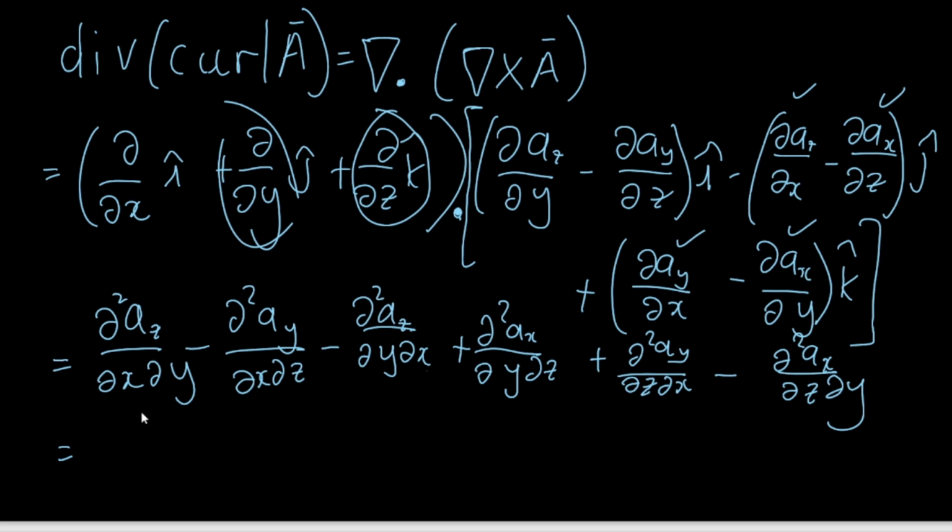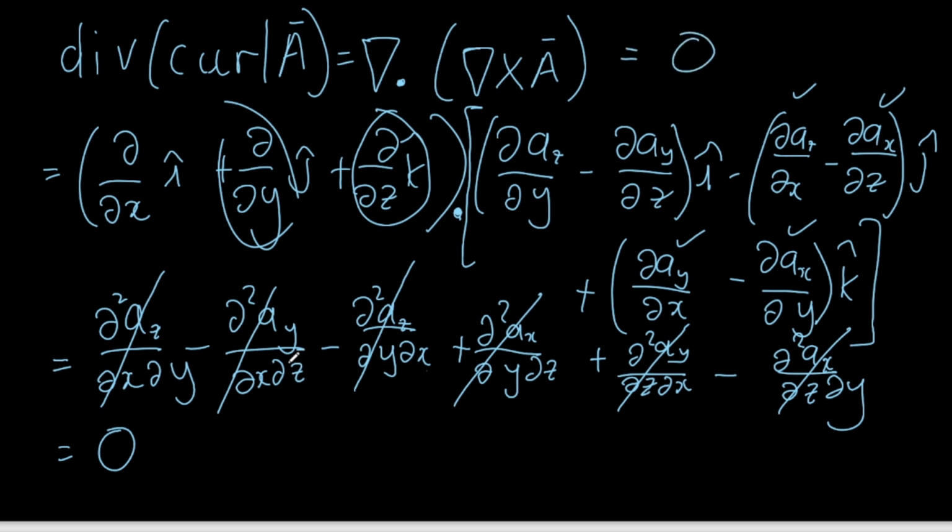And then do these terms cancel out? Well, yes, they do, because mixed partials are the same. So that is the same as that, and then that is the same as that, and then that is the same as that. So again, we're left with 0. So what this means is that the divergence of the curl of A is actually equal to 0 as well. And then lastly, what we can do is take the divergence of the gradient function.